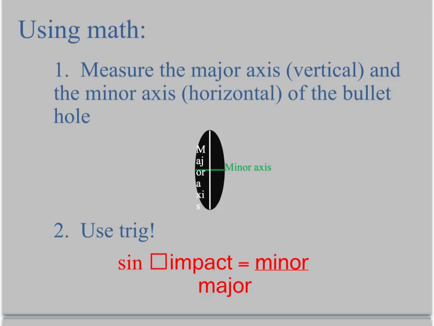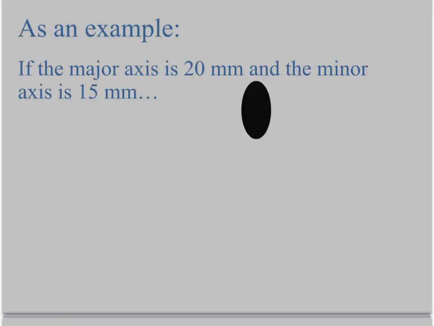So we've got the major axis and the minor axis, and then we're going to use trig, and you just need to learn this formula. This is just that easy. What this formula says is that the sine of theta of impact is equal to the minor axis over the major axis. So the sine of theta is equal to the minor over the major.